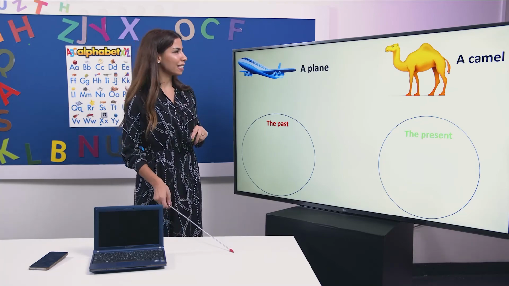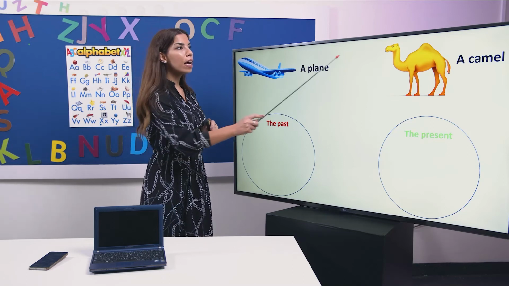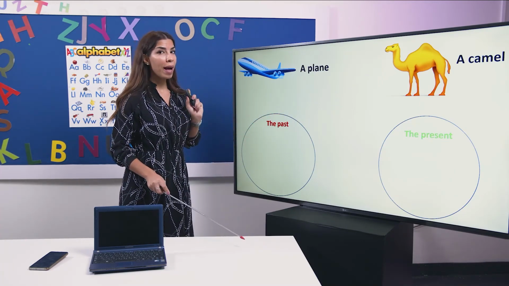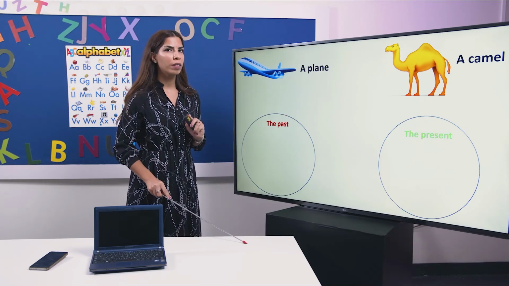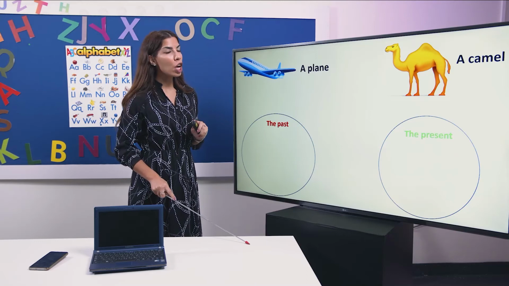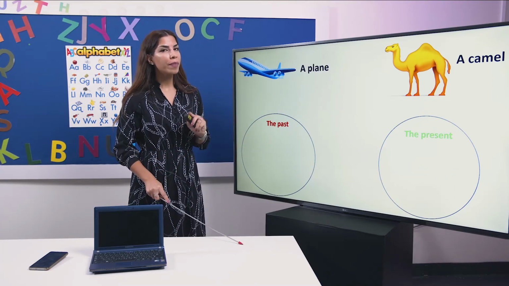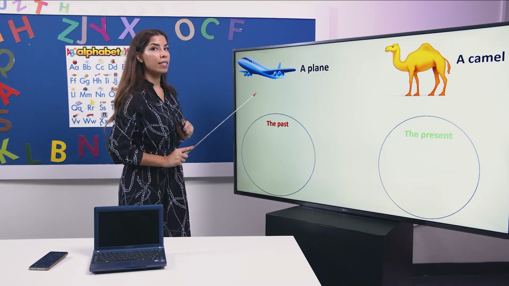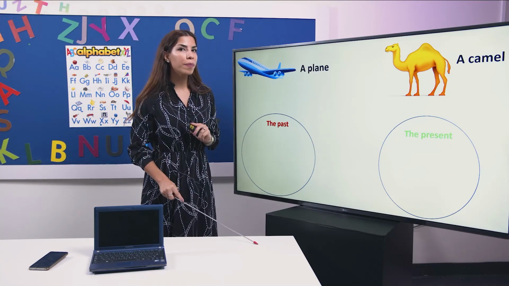Let's look at this. And now we have a plane and a camel. Well, think with me. In the past, did people use a camel or a plane to travel? What about the present? Do we use a plane or a camel to travel? Let's do it together. So, a plane. Does it belong to the past or the present?